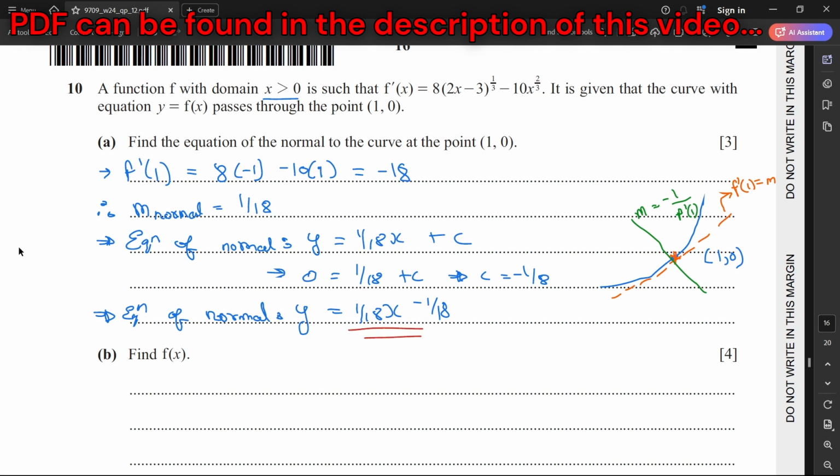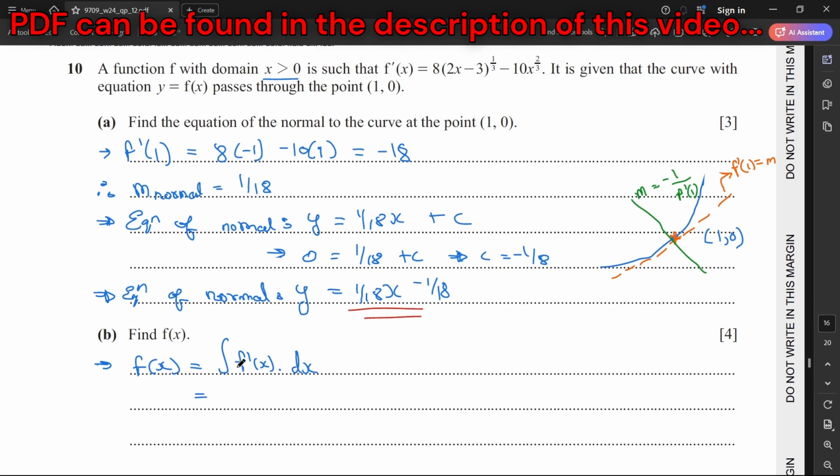Now for the second part, we are asked to find, from this derivative function, the actual equation of the curve. So that is y is equal to the integration of f dash x. So if we integrate this, only then we are going to get the equation of the curve. So y in this case is nothing but f of x. So I will say that my f of x is equal to the integration of f dash x dx. That is equal to the integration of this term.